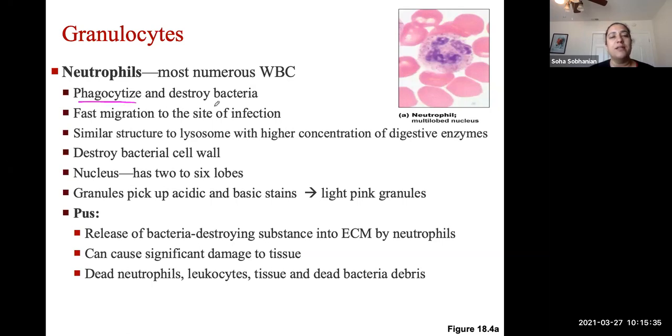Their job is to phagocytose or destroy bacteria, which basically means they're gonna eat the bacteria. The other thing that you really need to know about them is, I can ignore this one. So this is out.